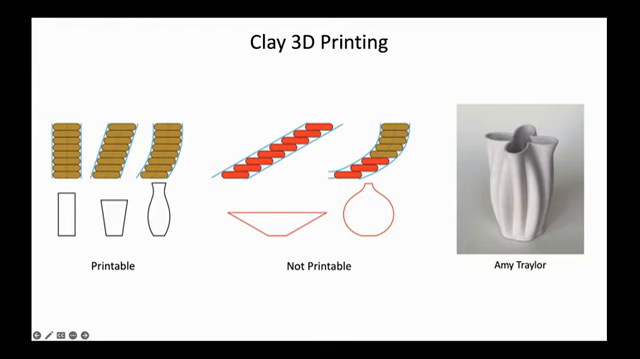Forms like those on the left that are more vertical can be printed more easily because each subsequent layer is fully supported by the layers below. Vertical forms like the vase made by Amy Traylor on the right can be successfully printed in clay. Forms like those in the middle of the diagram are harder to print because layers are not supported by those below it, so they collapse. This limits the type of geometries that can be 3D printed out of clay.